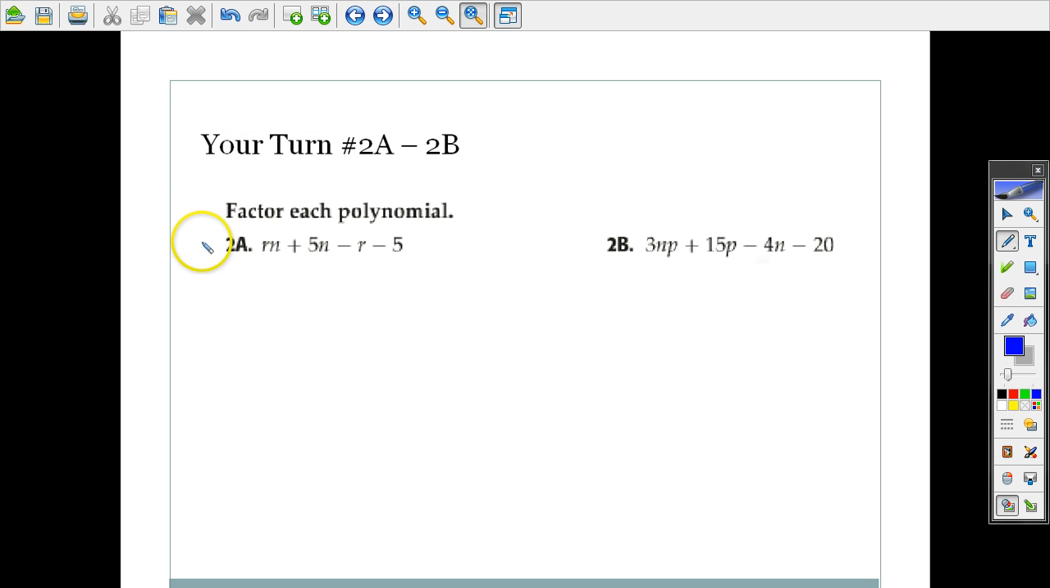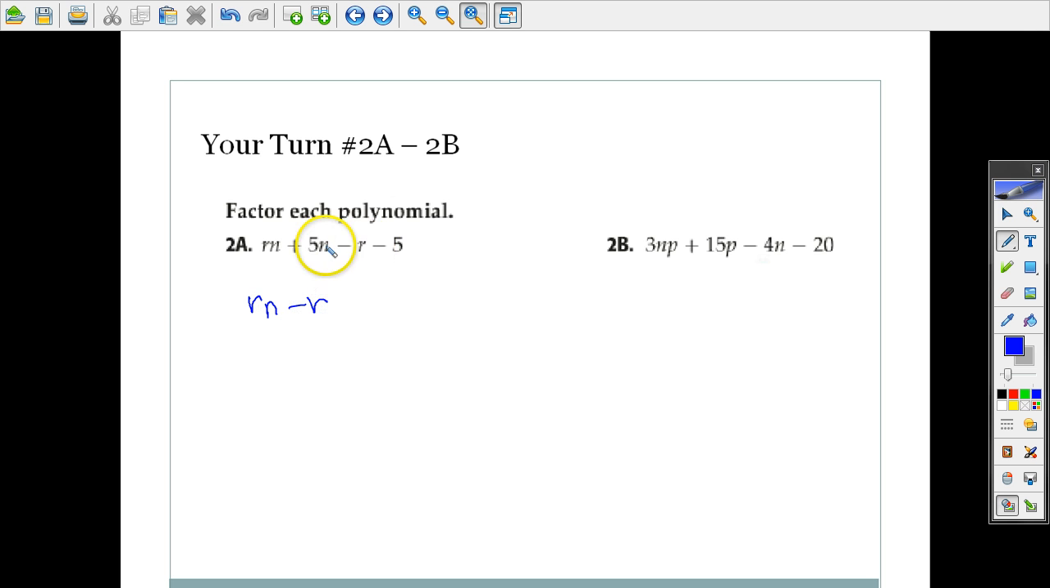Actually, now that I'm looking at 2a, I'm sorry. They might not always be in order. So you automatically want to do these two factors, but then r and 5 don't have anything in common. So I would actually do rn.